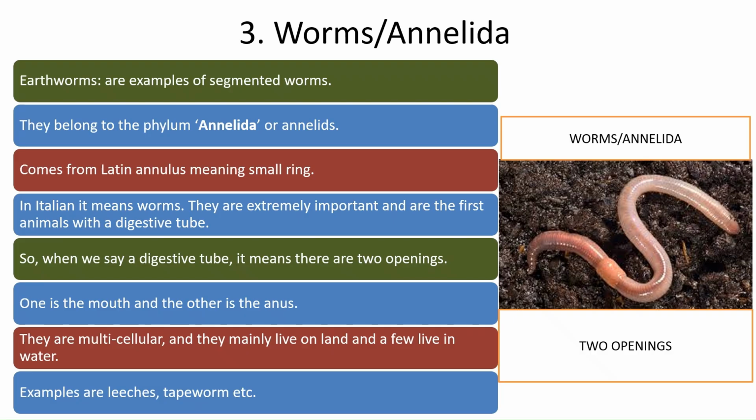So we keep the label worms, annelida, and below it we keep the picture of the earthworm, and below it the label reading two openings.